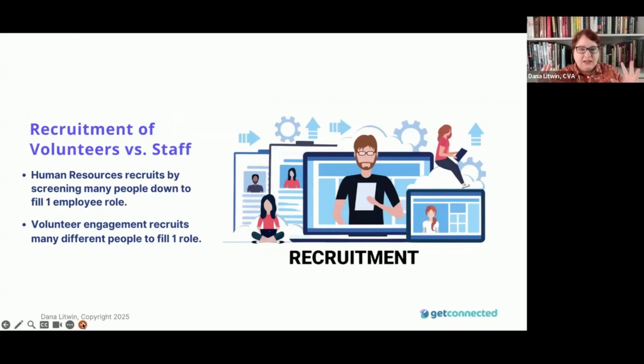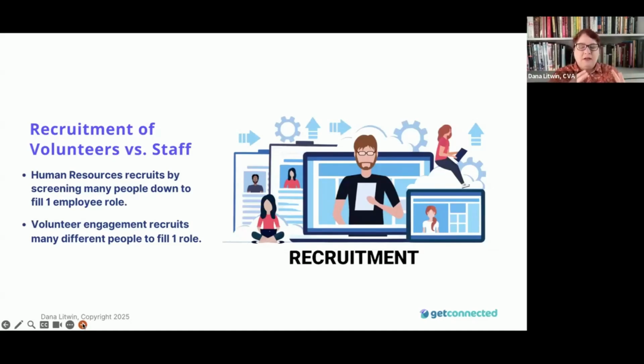And I also want to set the expectation that we're looking at recruitment and volunteer engagement differently than how HR recruits. Sometimes volunteer services or your job might be within an HR department, depending on the kind of organization or agency you're in. But if you think about it, there's really an inverse relationship. Human resources recruits by screening many, many people down to one person filling one role. And we're really the opposite of that.